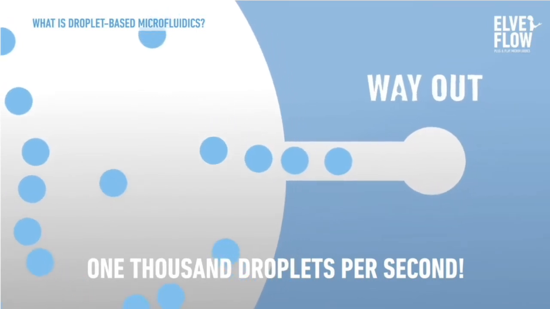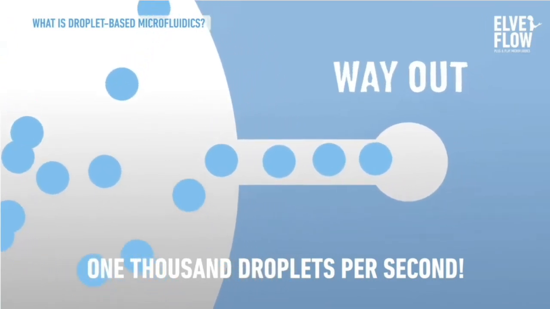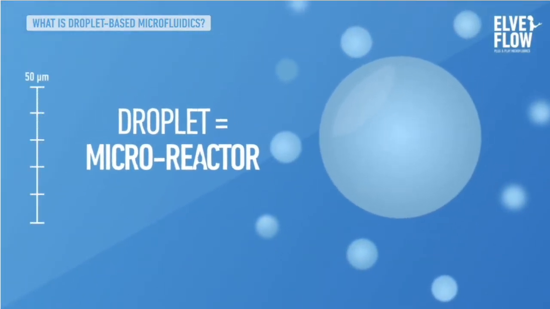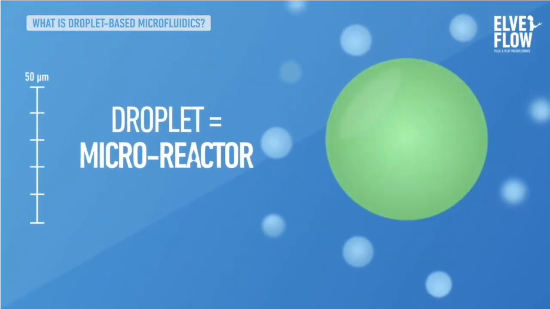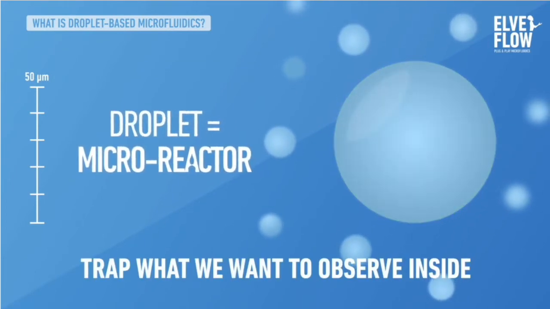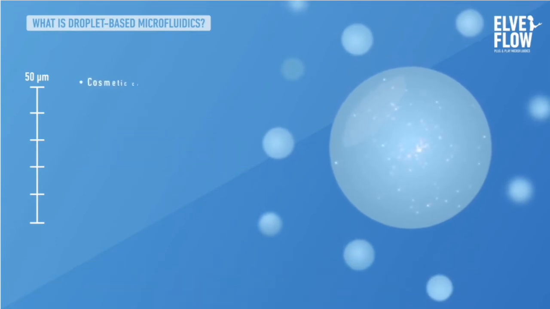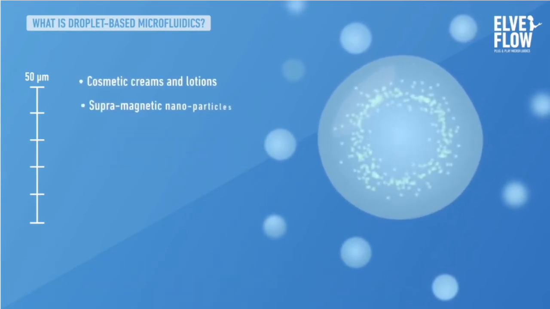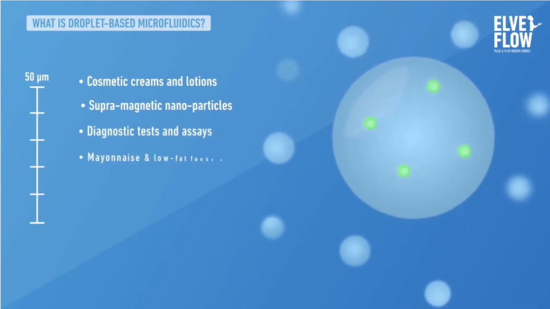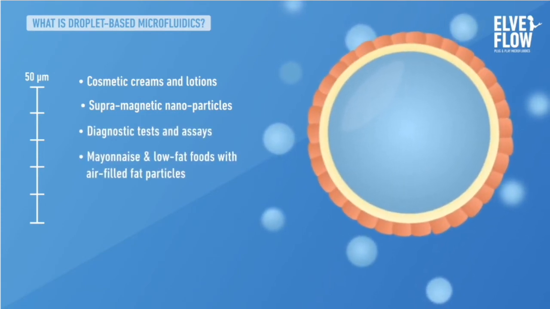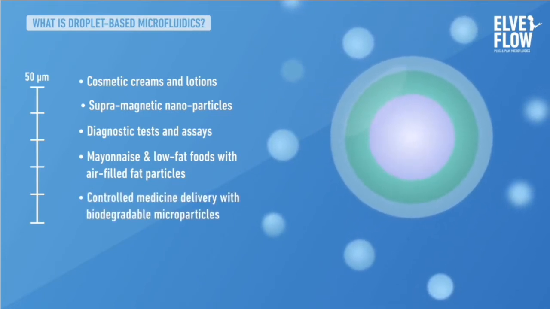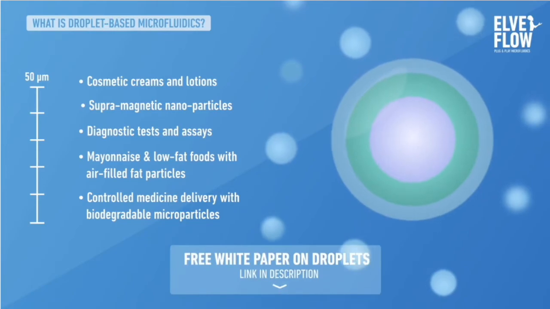Great! But why make droplets at all? Well, this miniature droplet is actually a microreactor. It can be made of any type of fluid, and we can trap what we want to observe inside. This microreactor droplet can be used for many things: cosmetic creams and lotions, superparamagnetic nanoparticles, diagnostic tests and assays, mayonnaise and low-fat food with air-filled fat particles, controlled medicine delivery with biodegradable microparticles, and many more.